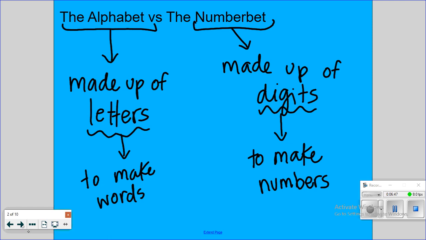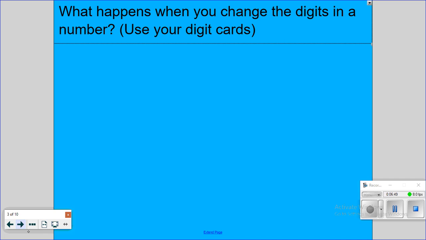Alright, we're moving. Get with me. So, what do you think's going to happen if I'm rearranging those digits to make those numbers? We had digit cards, I hope. At one point we had digit cards. Alright, go ahead and get those digit cards out, please.